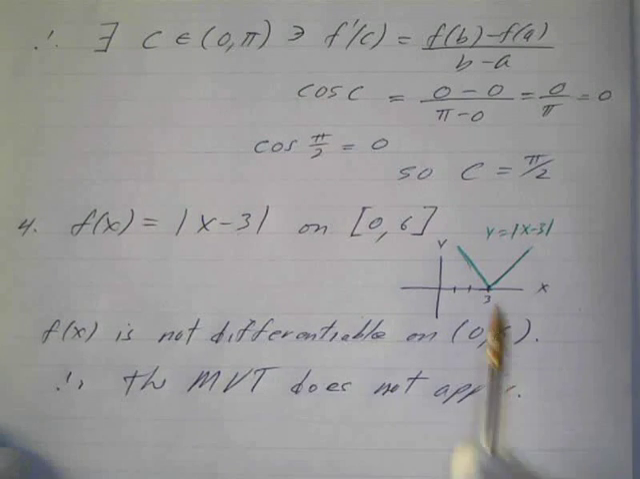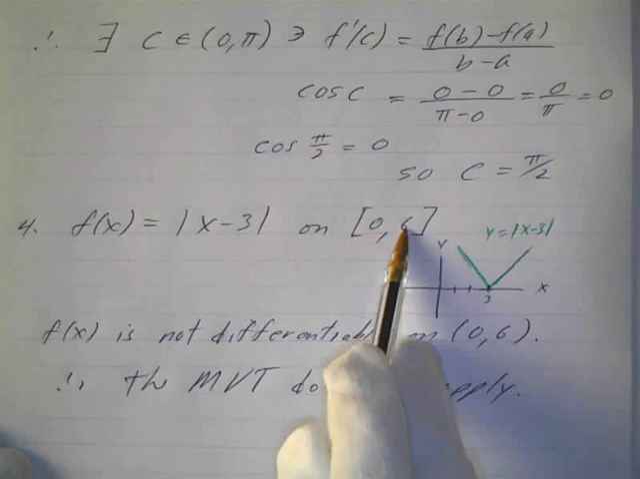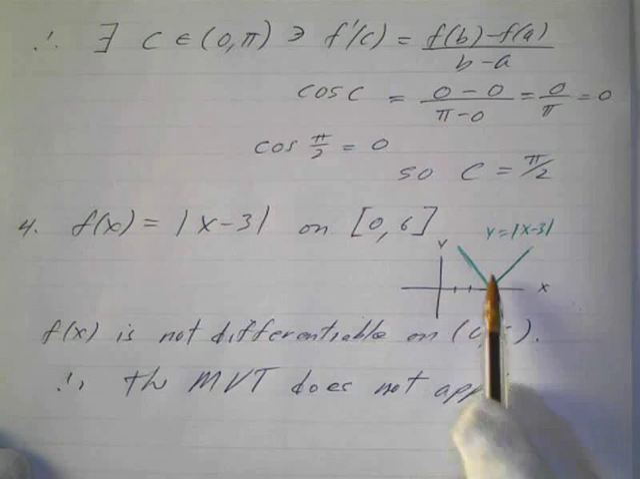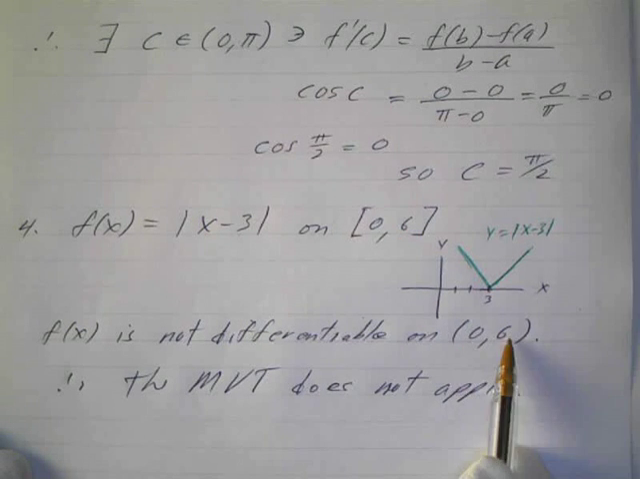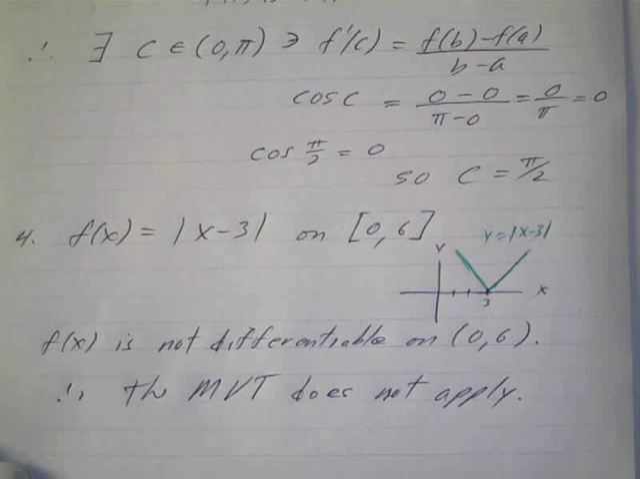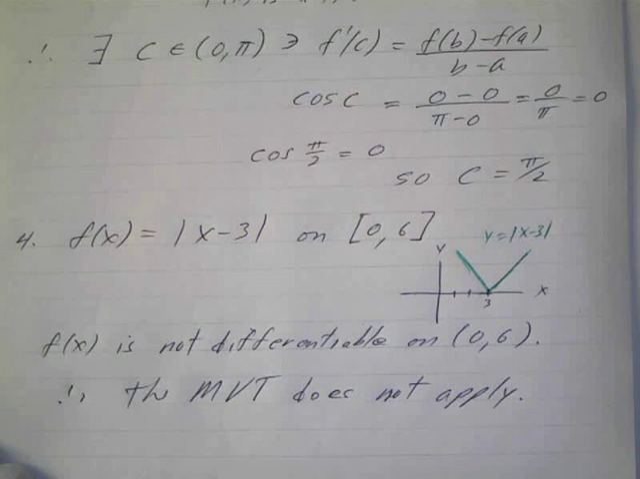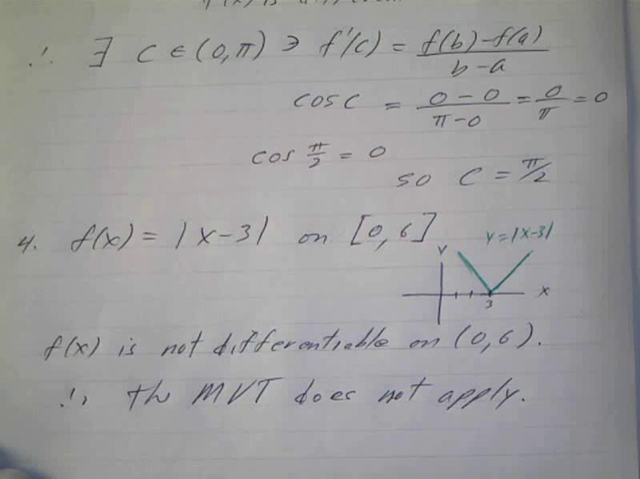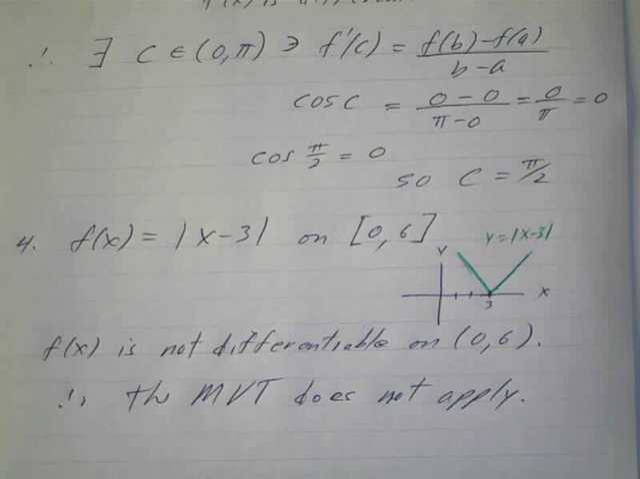Now, if this interval was 3 to 6, it would be okay because we're just worried about the open interval. 3 is not in the open interval, so that would be okay. It would apply. So you have to be careful with these little nuances. Okay? So that makes sense.